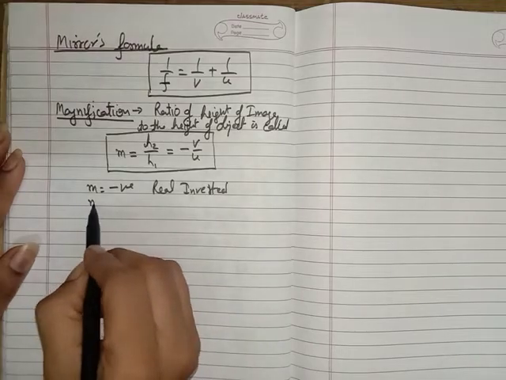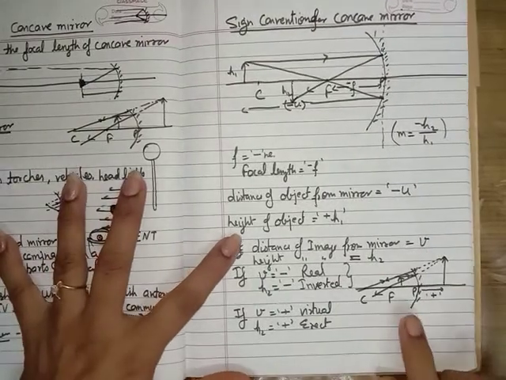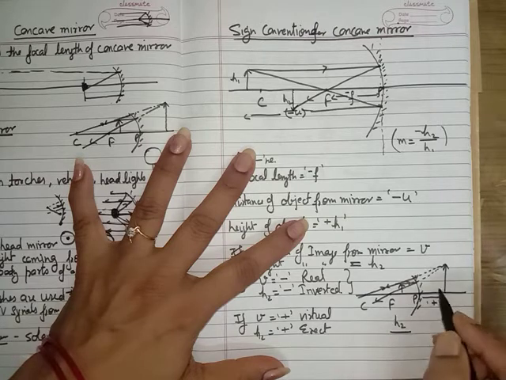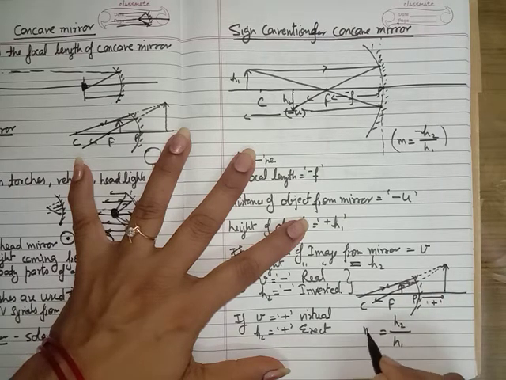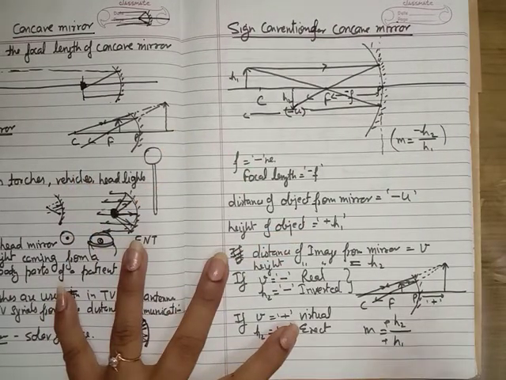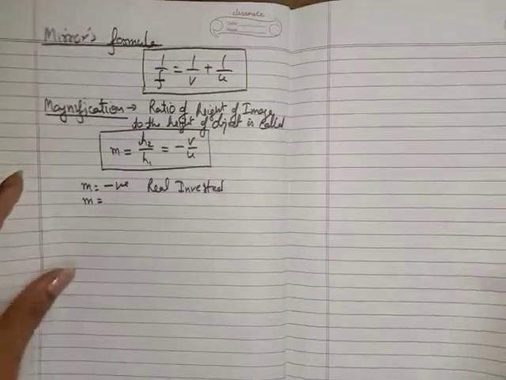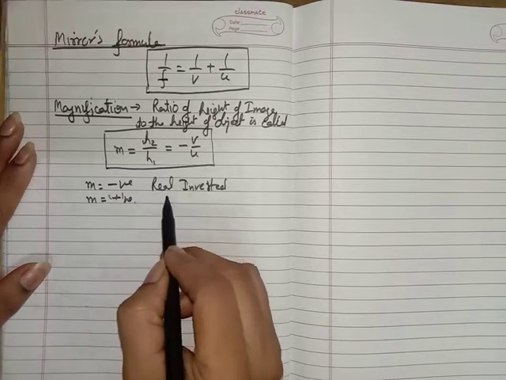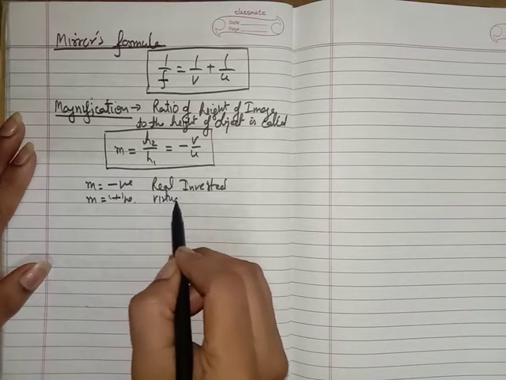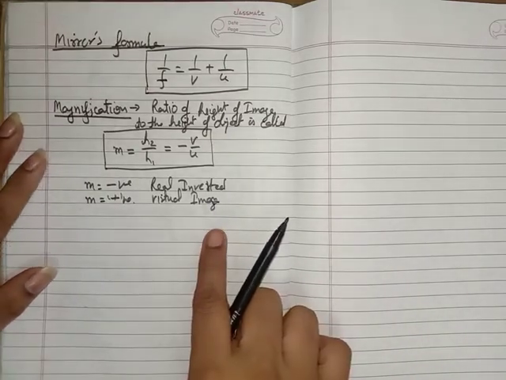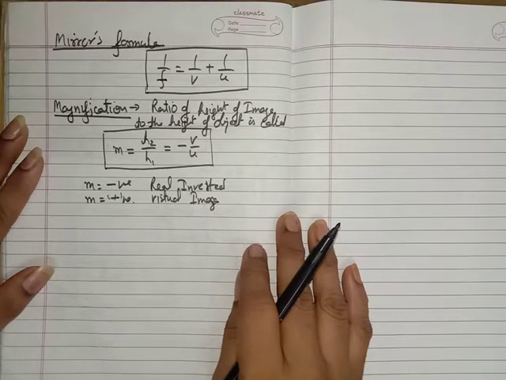And what about the positive magnification? In this image we find that H1 is positive and H2 is positive. So the sign of magnification will be positive. It means if magnification is positive, it shows that the image is virtual. So you should know that if magnification is positive, it is a virtual image.